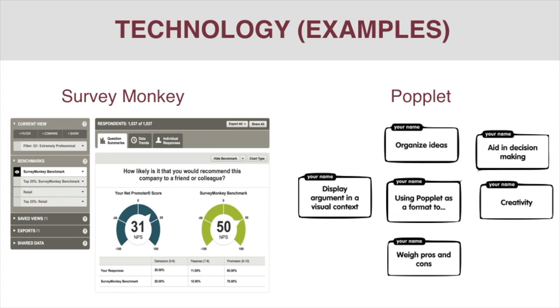It gives students a chance to display their argument in a visual context. It's creative, and it allows them to have a visual map if they're prone to visual learning. And SurveyMonkey is a great website that helps students to collaborate and share their data and analyze and come up with conclusions and draw on specific arguments that they would like to make.